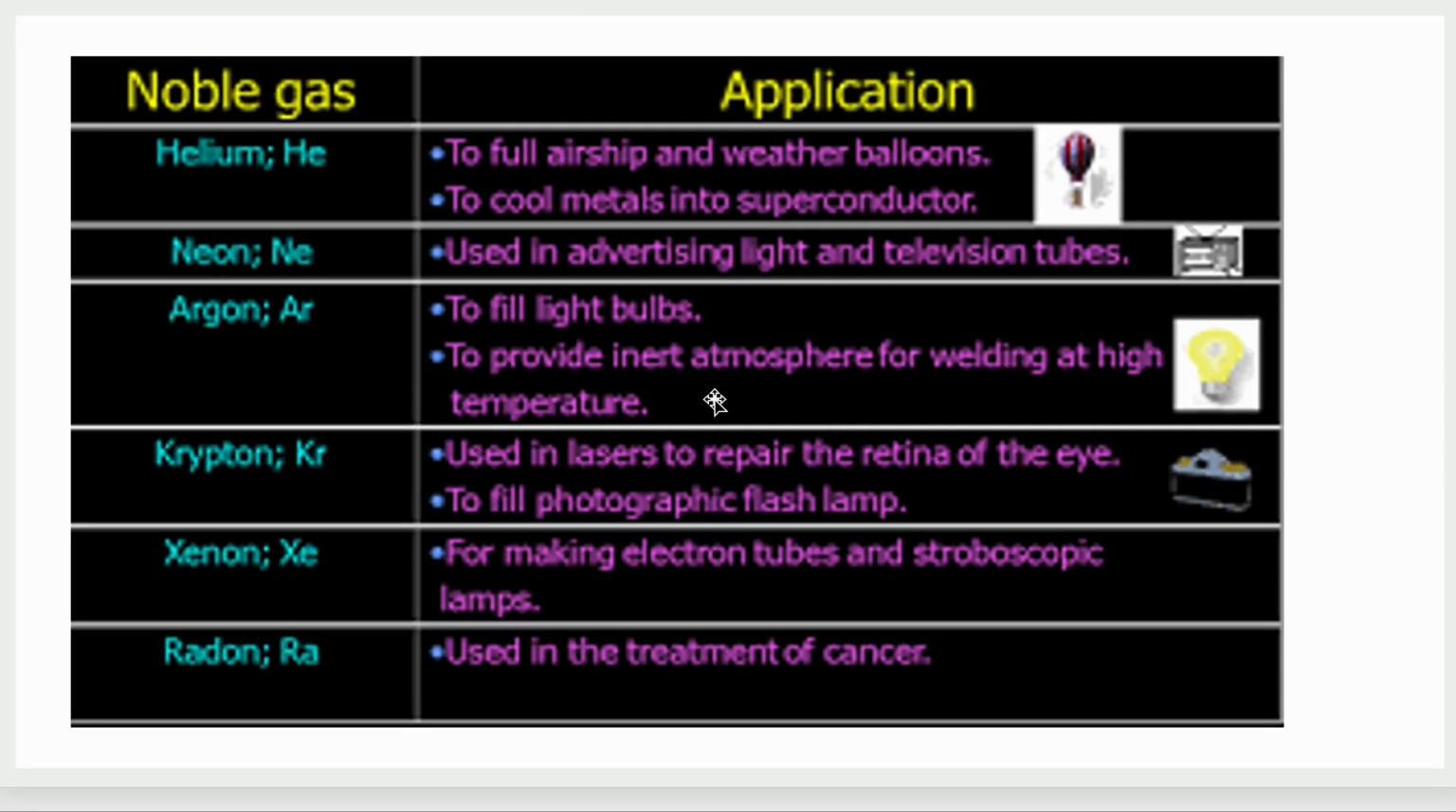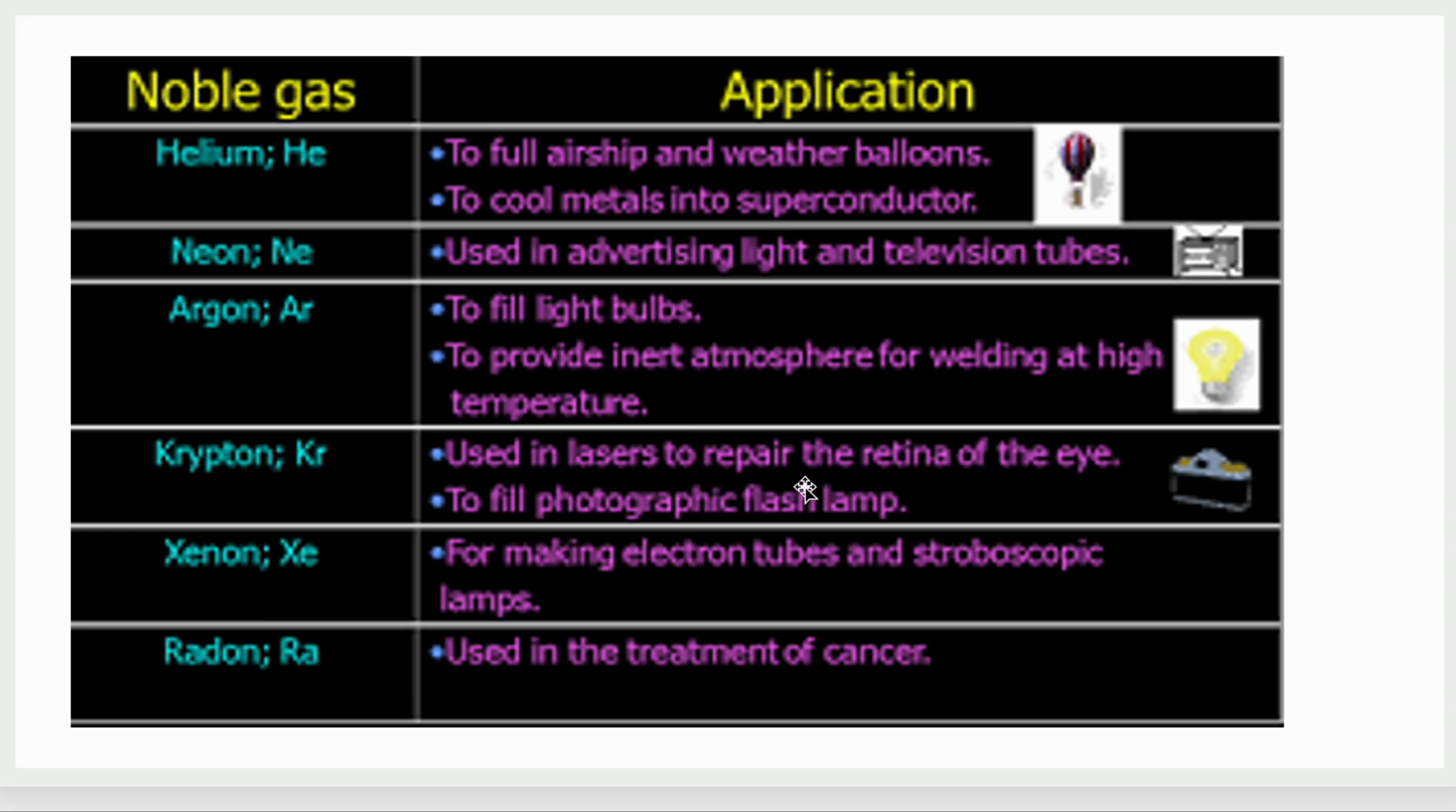But it is also used to provide an inert atmosphere for welding at high temperature. An inert atmosphere is an atmosphere that will not react. It's an atmosphere that doesn't have oxygen. If we have oxygen in a place but need to avoid a chemical reaction, we're going to use argon, which will displace the oxygen, push it away, and then we're not going to have oxygen that may affect the process of welding.